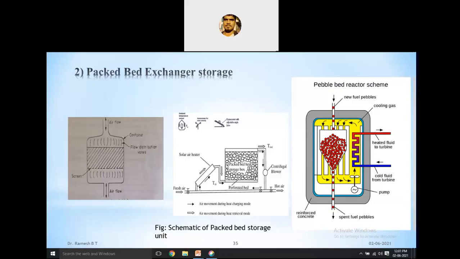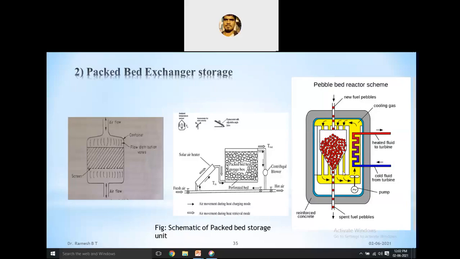In this packed bed heat exchanger, hot air flows on one side and cold air flows on the other side, and the packed bed transfers the heat from one side to the other. That hot air we can use for any useful purpose like generating electricity, and on the other side the same air is used to recirculate and collect the radiation from the collectors. Here it is a closed loop, and here it is a closed loop. Between them there is an intermediate layer called the packed bed heat exchanger. The packed bed is made of rock, gravel, and crushed stone.